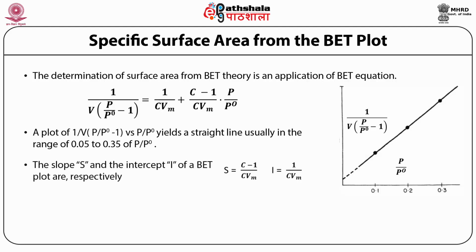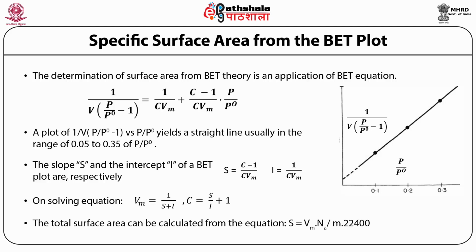The slope S and the intercept I of a BET plot are respectively S is equal to C minus 1 upon CVm, I is equal to 1 upon CVm. On solving the equation, Vm is equal to 1 upon S plus I, and C is equal to S upon I plus 1. The total surface area can be calculated from the equation S is equal to Vm into Na upon m into 22,400.